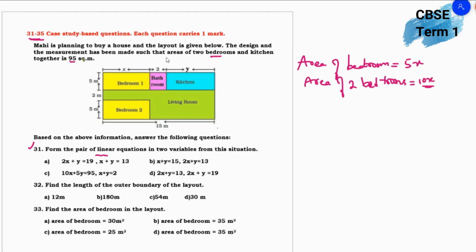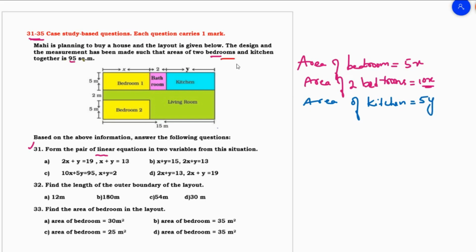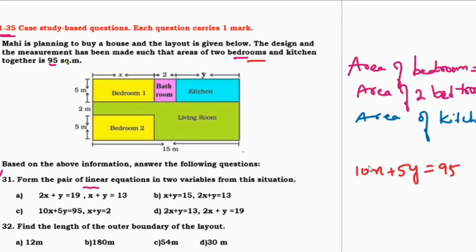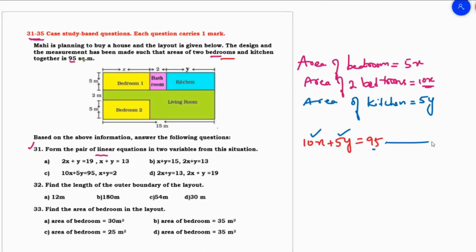Now we will find the area of the kitchen also. The breadth of the kitchen is 5 and length is y, so the area of the kitchen is 5 times y. Based on the condition in the question, I will write 10x plus 5y is equal to 95. The reason I wrote it like this is that the area of two bedrooms, 10x, and the kitchen, 5y, is 95 square meters. I will take it as the first equation.